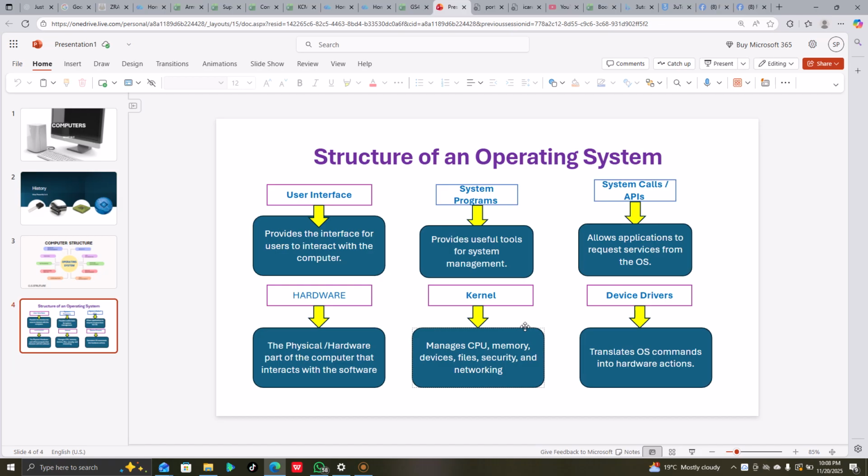And then we have what we call the kernel, which is one of the most important parts of this whole thing, because without the kernel, all of these things wouldn't be able to exist, right? The kernel is the crucial part, like I said, and it helps in managing memory, the CPU, devices, file security, and networking of the computer. So without it, nothing can happen.